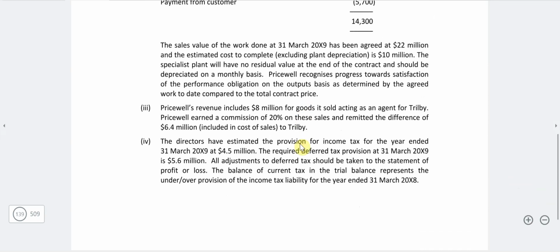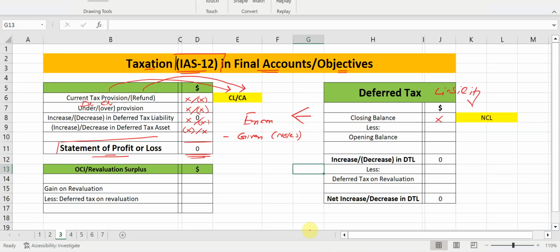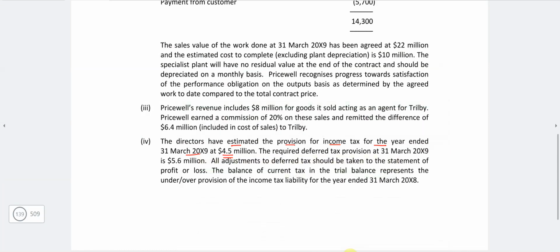It says the directors have estimated the provision for income tax for the year end 31st March 20x9, which is the year end, at 4.5 million. So this is the current year tax estimate, which is the current year tax provision. This is the figure that we take over here in the current year tax provision. I'm going to solve it in a while.